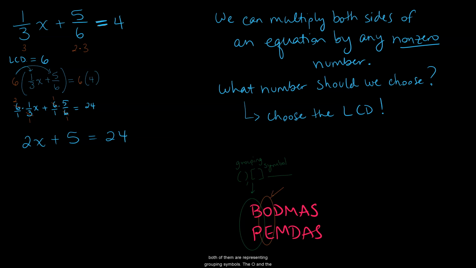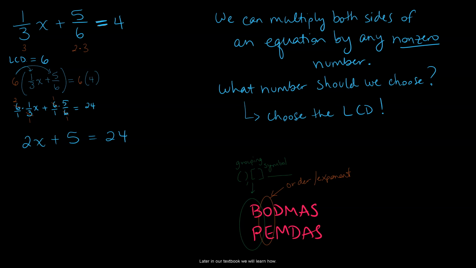The O and the E stand for order or exponent. The thought with the order is that you're also doing roots or radicals, and so those come into the exponent realm.